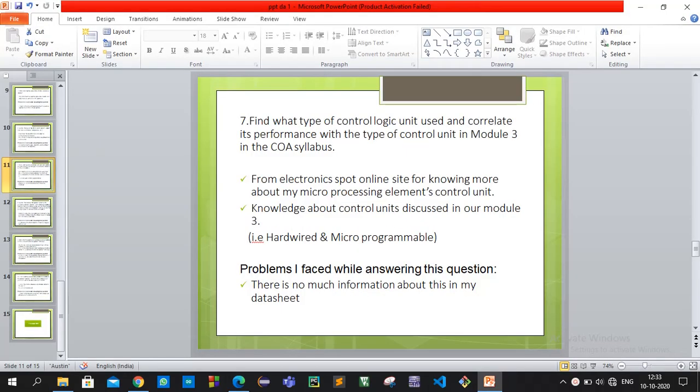The main difficulty I faced while answering this question is that there is a lack of information in my datasheet related to the control unit. So while searching for the information related to the hardwired control unit, it took a lot of time for gathering the information.